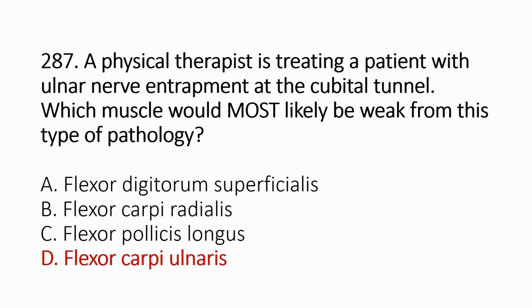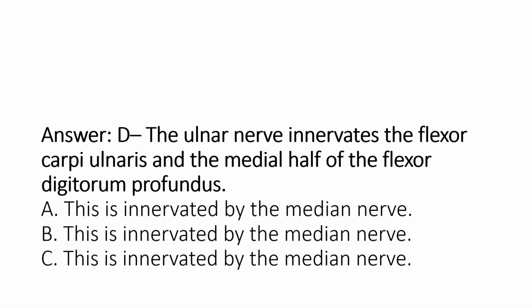Option D, flexor carpi ulnaris. Explanation for this question is, Option D, the ulnar nerve innervates the flexor carpi ulnaris and the medial half of the flexor digitorum profundus. Option A, this is innervated by the median nerve. Option B, this is innervated by the median nerve. Option C, this is innervated by the median nerve.